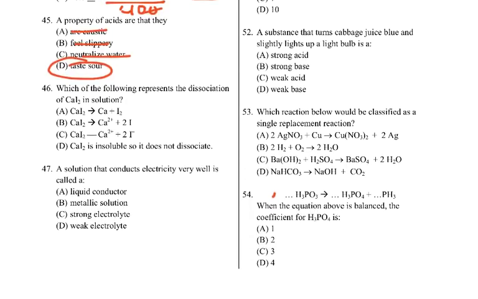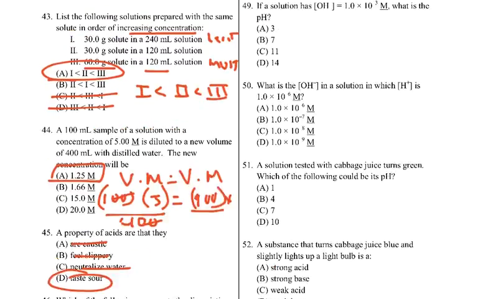Okay, the dissociation of calcium iodide. Dissociation means break it up into its ions, and so we would get a calcium ion and 2 iodide ions. Okay, a solution that conducts very well, that is a strong electrolyte, just the definition of strong electrolyte.